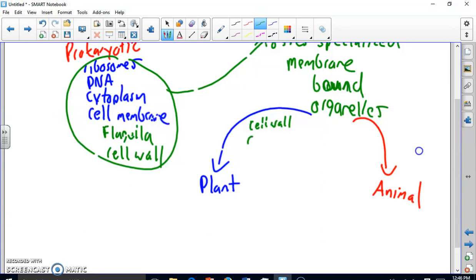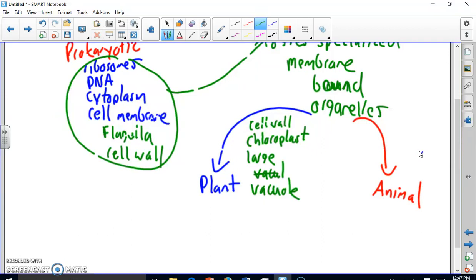We have the chloroplast. The chloroplast does photosynthesis. Plants can't eat, so they need to make their own food, and they do it through the chloroplast. We're going to learn a lot about that. And then last but not least, they have a large vacuole. I can't spell vacuole. There we go. That is used to hold water. Water is required for photosynthesis. So that's why they need a large vacuole.